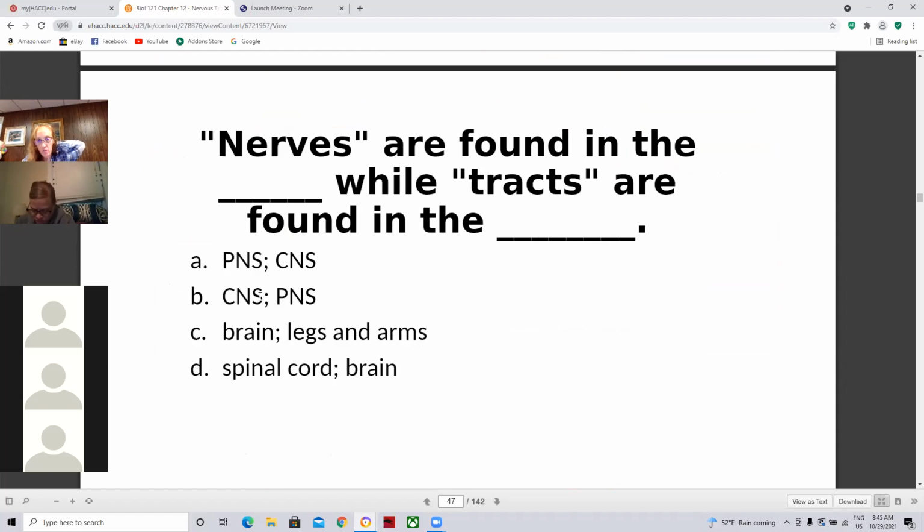Nerves are found in the what? Well, tracts are found in the what? Nerves are found, that's right. So nerves are found in the peripheral nervous system, while tracts are found in the central nervous system. Remember, nerves and tracts are bundles of myelinated axons.